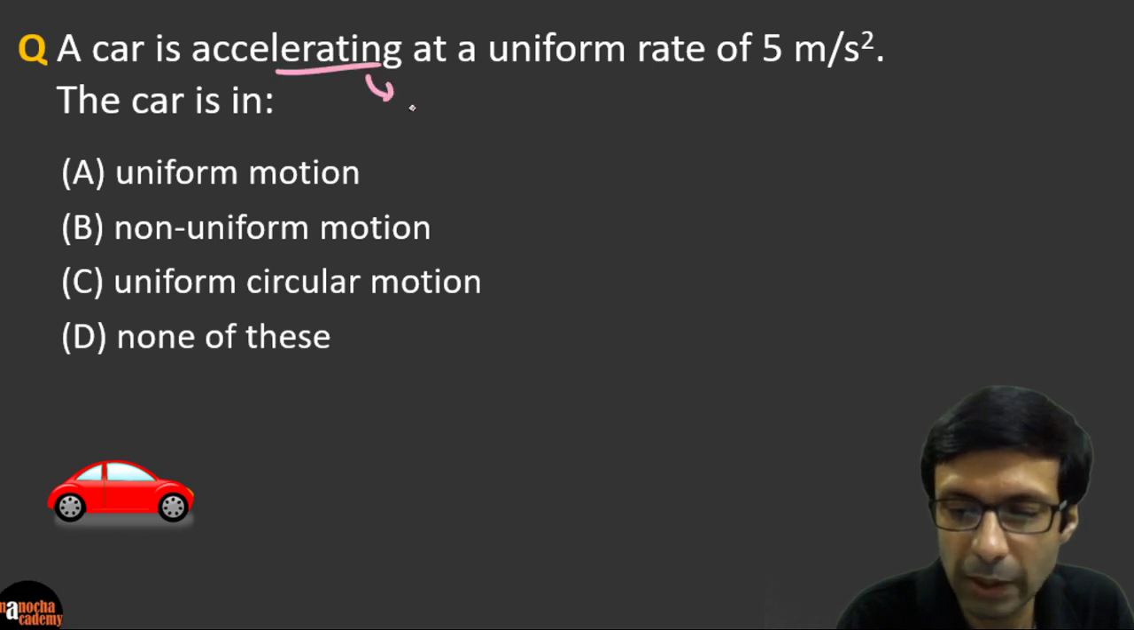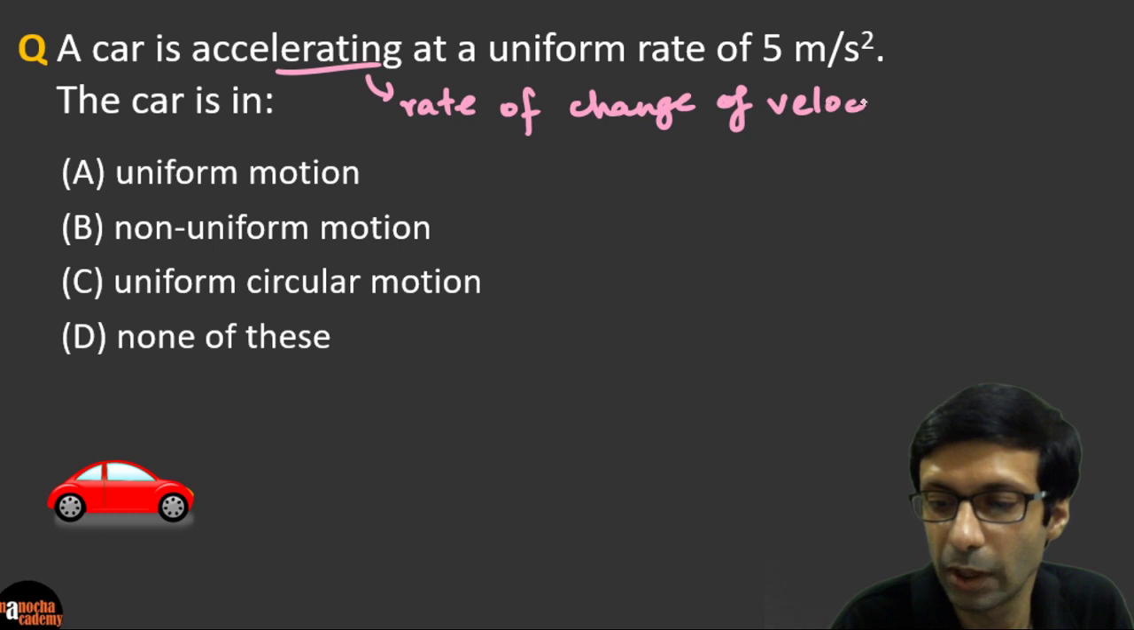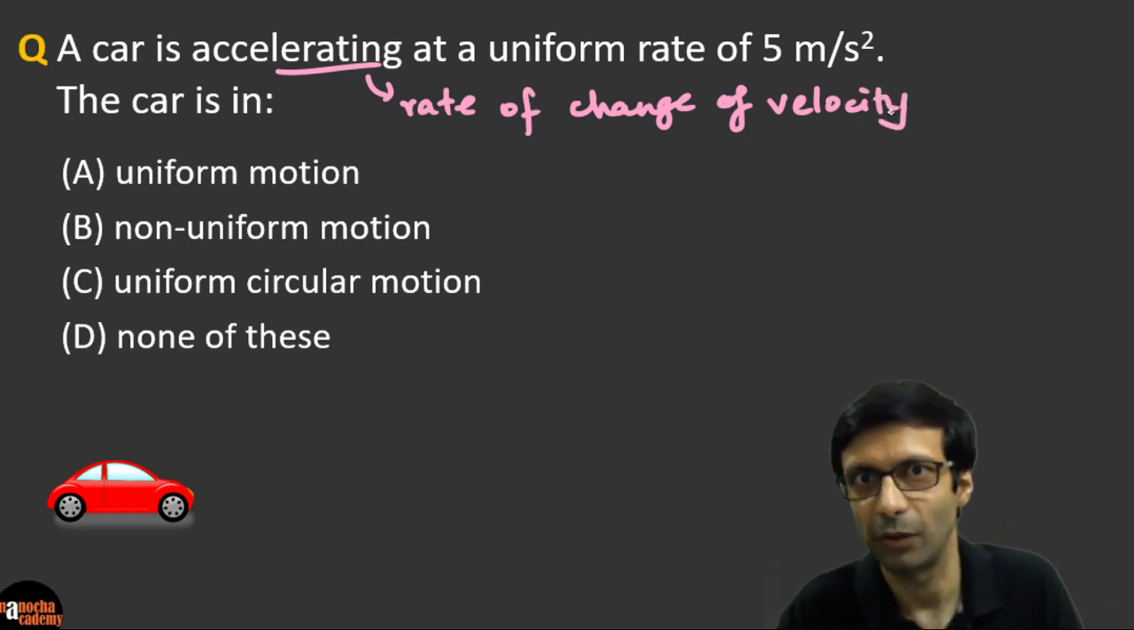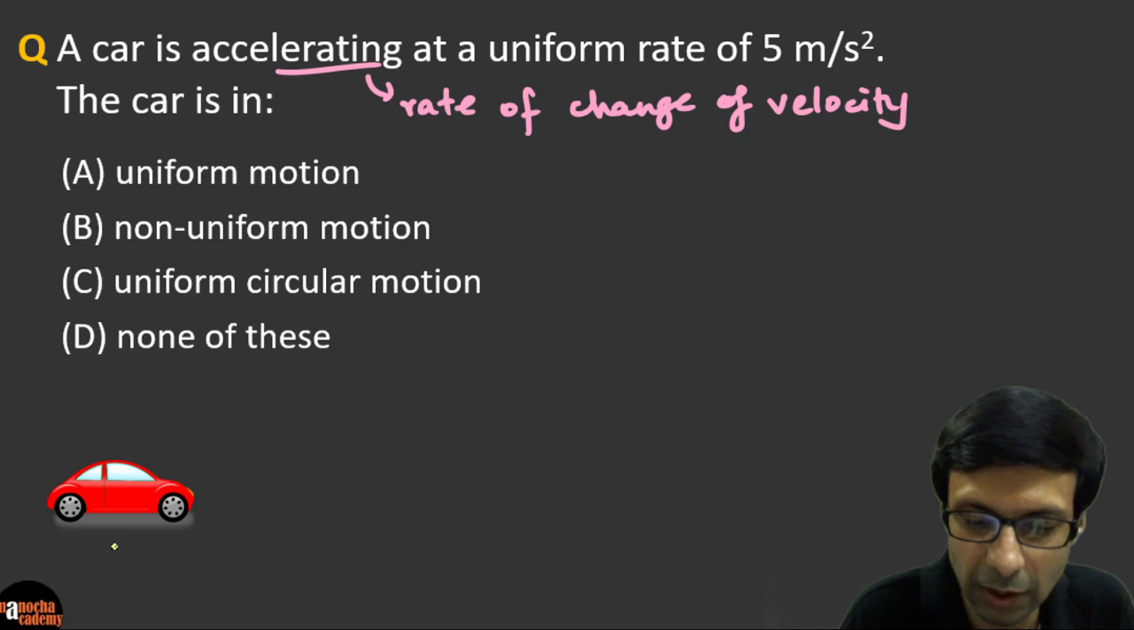So acceleration means rate of change of velocity, right? Rate of change of velocity. So simply speaking, you know that when a car accelerates, it's basically increasing its velocity, right? Or when it is in deceleration or retardation, it's decreasing its velocity. So car is accelerating at a uniform rate means, let's understand this with an example.